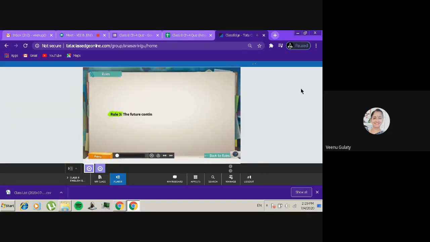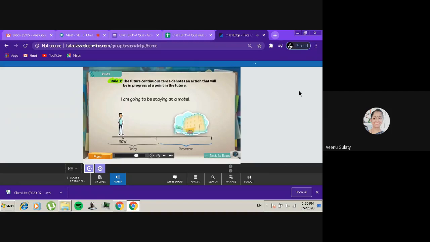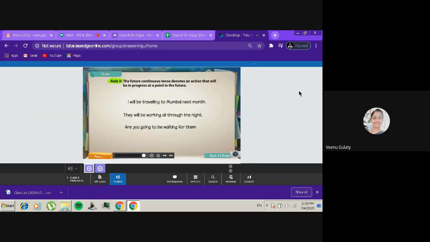You use the future continuous tense to denote an action that will be in progress at a point in the future. For instance, here the action of boarding will be taking place the next day, that is, in the future. So, the future continuous tense is used here. Notice the structure of the future continuous tense. It is formed by adding will be to the ing form of the verb. The future continuous tense can also be formed by adding am, is, or are, and going to be to the ing form of a verb. Here are some more examples of the future continuous tense.